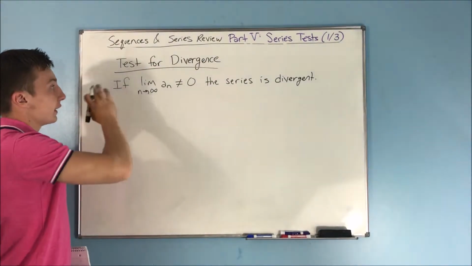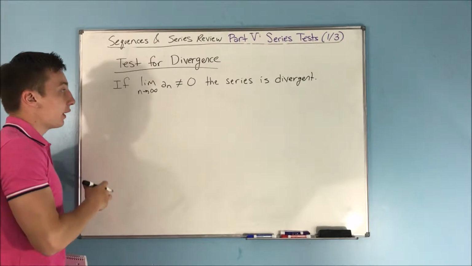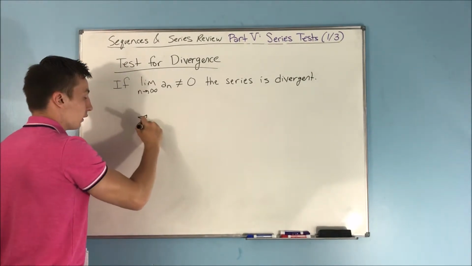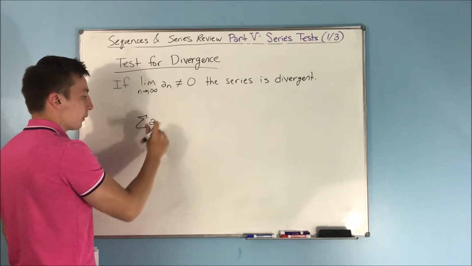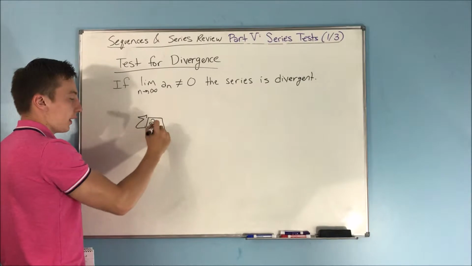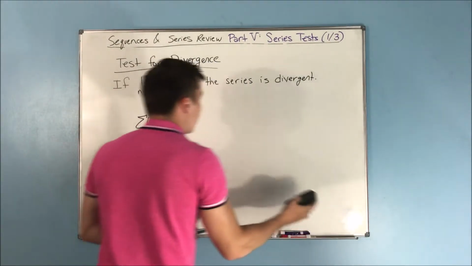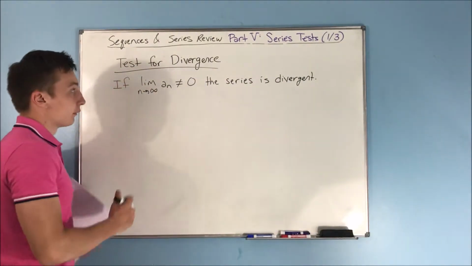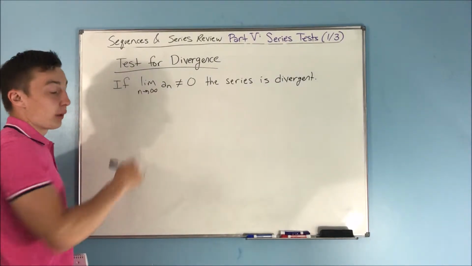So our first test is the test for divergence. If the limit as n approaches infinity of your a sub n is not equal to 0, then your series is going to be divergent by the test for divergence. If you're not sure what your a sub n is, your series looks like this, the sum of whatever of a sub n. Whatever is right here in this area is your a sub n.